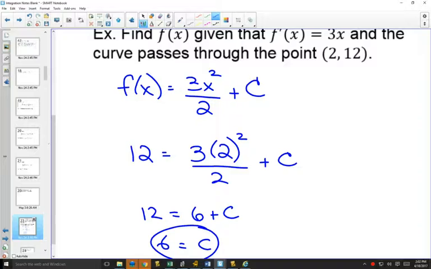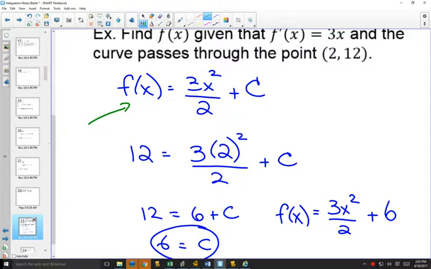Now that we know what c is, we can write that our final equation must have been 3x squared divided by 2 plus 6. So these questions that are solving for c, there's always going to be enough information there that after you've found your indefinite integral, and anytime I refer to an indefinite integral, that's where it has that plus c, because you don't know what that c value is. It's not completely defined. That's why we call it an indefinite integral. And then once you plug in the value, that helps you find that c value, and then you know what it is exactly.